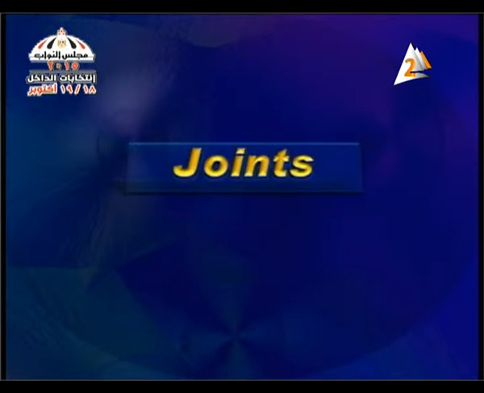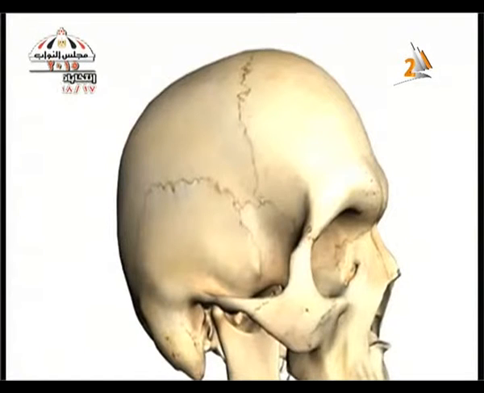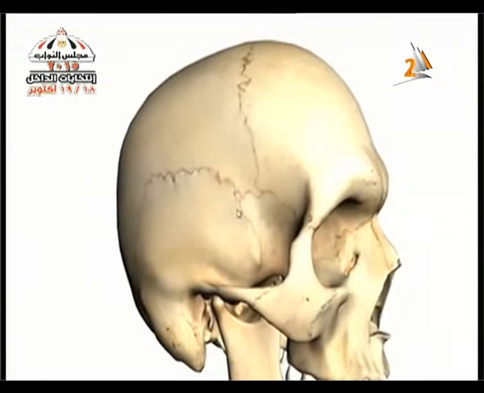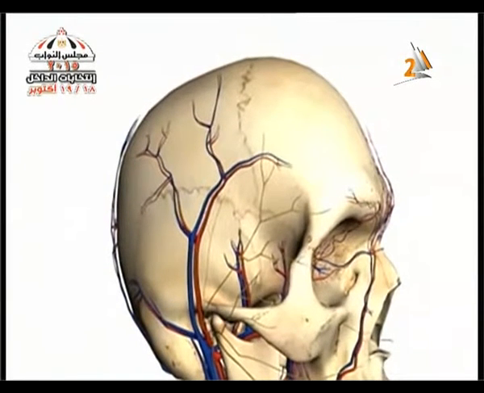Let's talk about joints. There are three types of joints in a skeletal system. First, fibrous joints. Bones are fused by fibrous tissue in these joints and it can't move. By aging, fibrous tissue change to bony tissue. These joints join bones of skull by its serrated tips. As you see, it cannot move, so the fibrous joints cannot move.